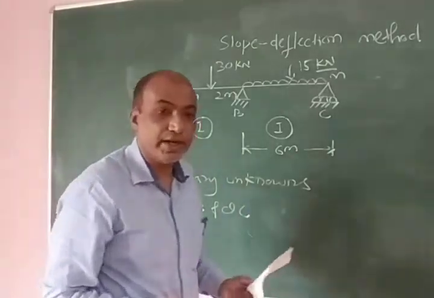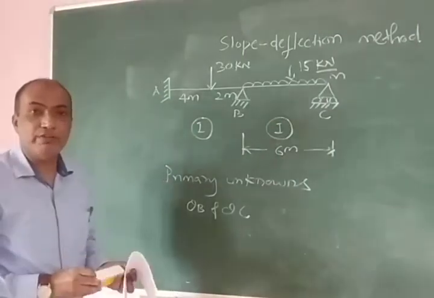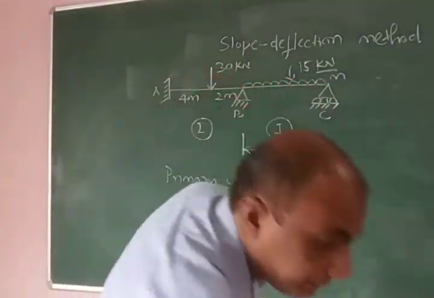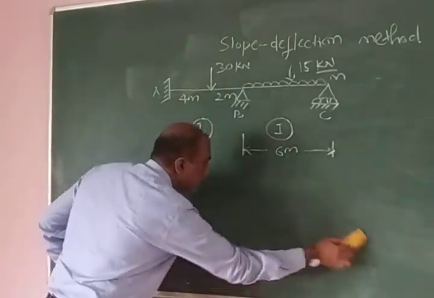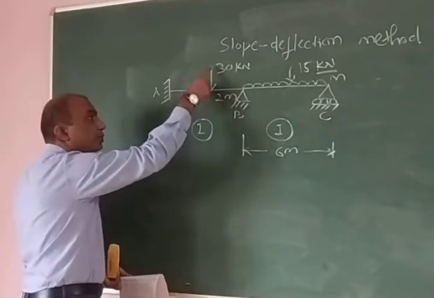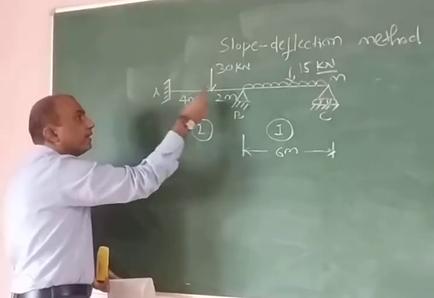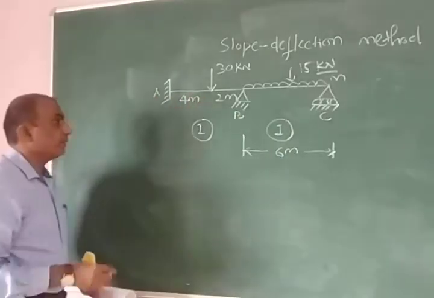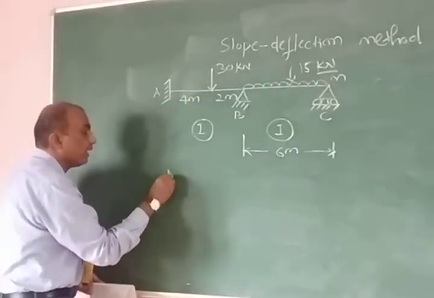Now let us first write down the fixed end moments. I had given you the formula for fixed end moments. That is the first step. What are fixed end moments? Fixed end moments are the moments developed at the ends due to fixity. That means we consider span AB as a fixed beam and find out the fixed end moment, and span BC as a fixed beam and find out. So the formula that was given in the last session, I am going to use now.